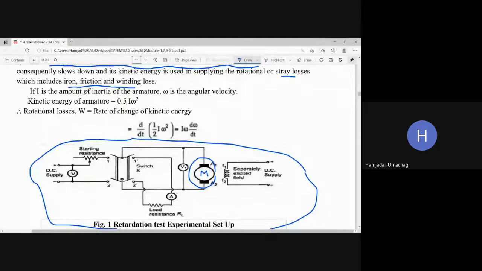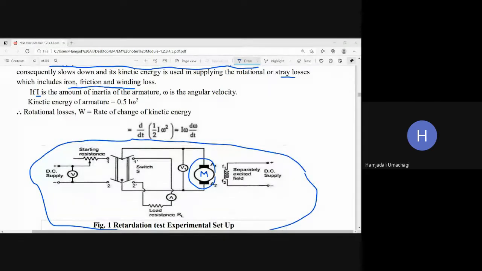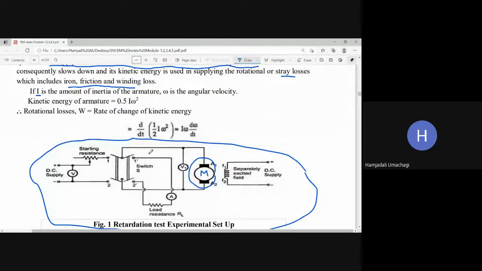If I is the amount of inertia of the armature, omega is the angular velocity. Don't get confused. So here this capital I stands for the moment of inertia of the armature. It is not current. Usually here I indicates inertia of the armature and omega indicates angular velocity of the armature. While it is going to slow down, the armature is going to have the moment of inertia as capital I, and its angular velocity is omega.